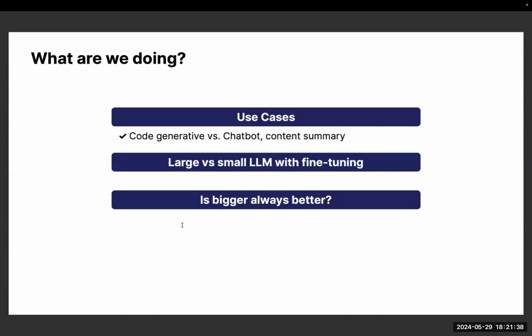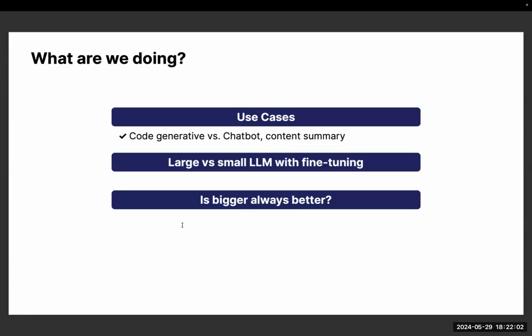The large LLM is more for a generalized purpose, right? For the smaller LLM, we have a more focused usage here. For example, code writing, generating code. And then with some fine tuning, we specifically tell it what kind of code or purpose that we're trying to generate. So the last question here is, is bigger always better?